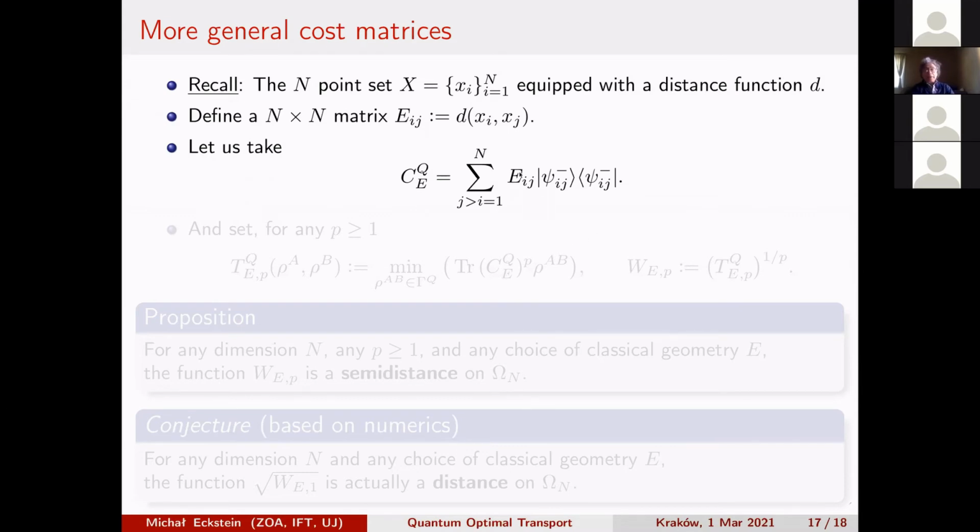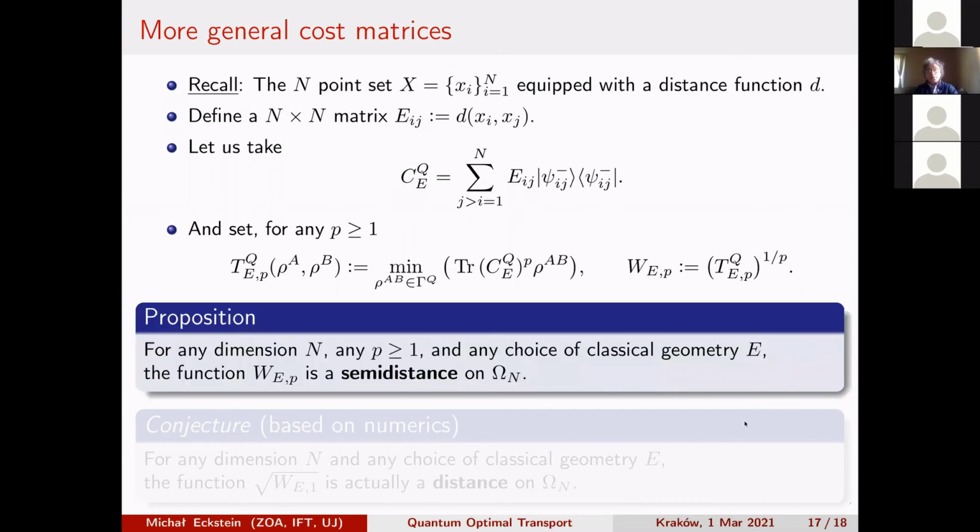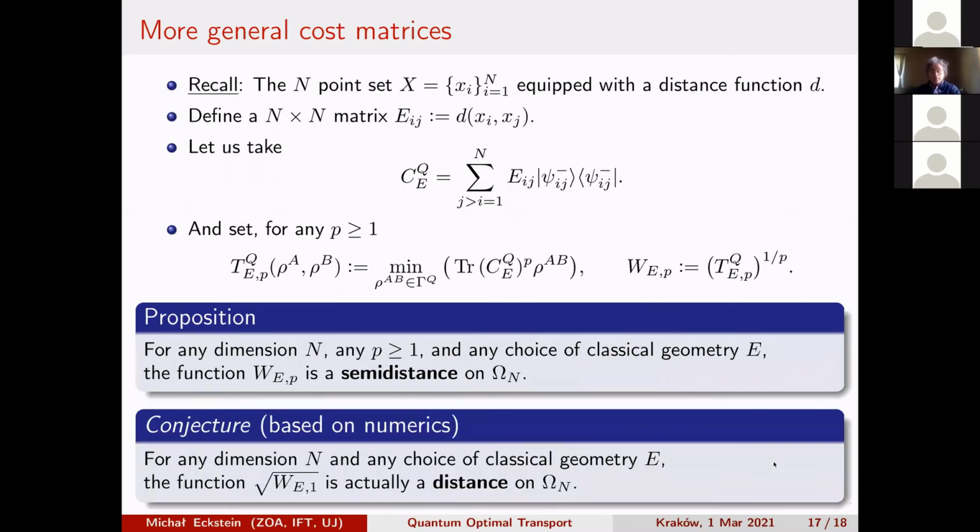So in our original proposal, this guy was just 1. Now this guy won't be a projector anymore in general. So if you want to consider these analogs of p Wasserstein distances, the parameter p will also enter in the optimization formula. So you take a pth power of it. So that's the general formula. Now what we can show in full generality is that for any dimension, any p greater or equal than 1, and any choice of classical geometry, this is a semi-distance on Omega n. The only thing which is not clear is whether it satisfies the triangle inequality or not. And we have strong reasons to believe, based on numerics, that at least for some classical distances, the corresponding quantum problem does lead to a distance.